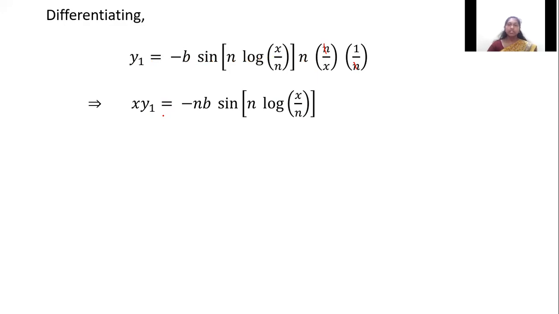Now we can differentiate once again with respect to x, as we need to find the yn plus 2 expression in the question.